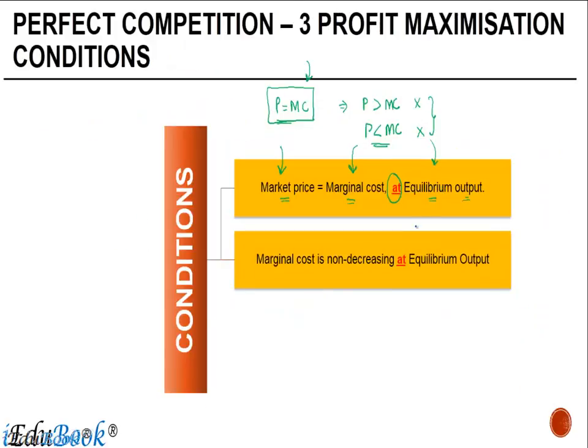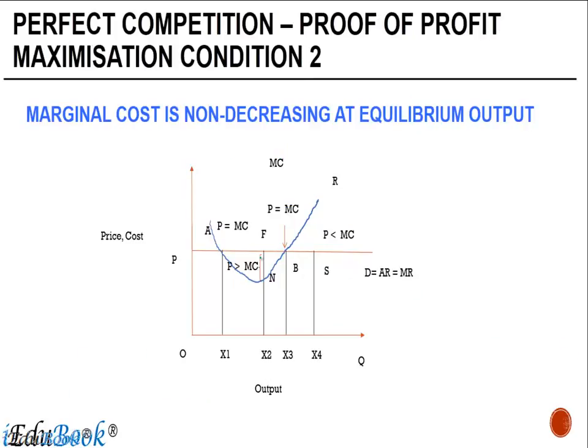The second condition is that the marginal cost is non-decreasing at the equilibrium point. What is the equilibrium point? Where price is equal to the marginal cost. Let's look at the same diagram again, of course a cleaner one this time. Now in this case, if you see, the price is equal to the marginal cost at 2 points. One is point B, which is this, and the other one is point A, right?